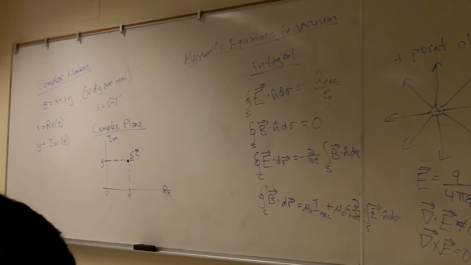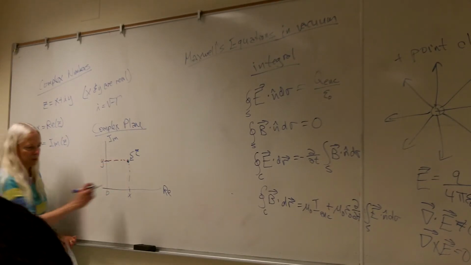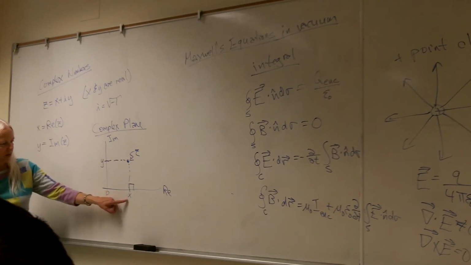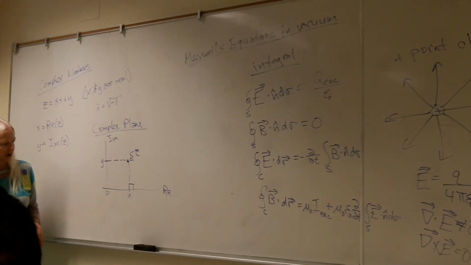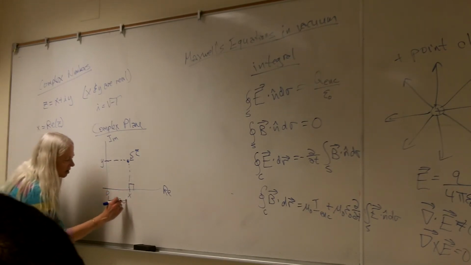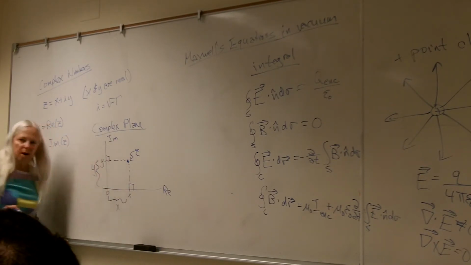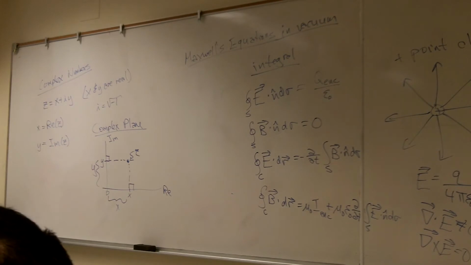Okay? Its real part, which you find by projecting down to the real axis, making a right angle right there, will give you x, right? In other words, this distance right here is x. And this distance right here is y. And again, we go over a right angle like that to get there.